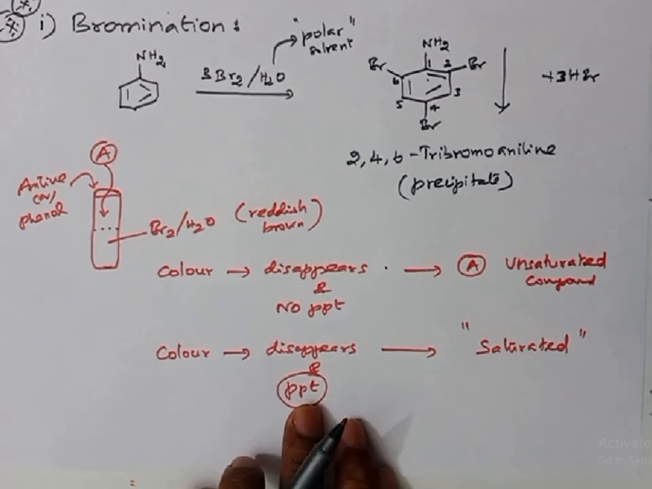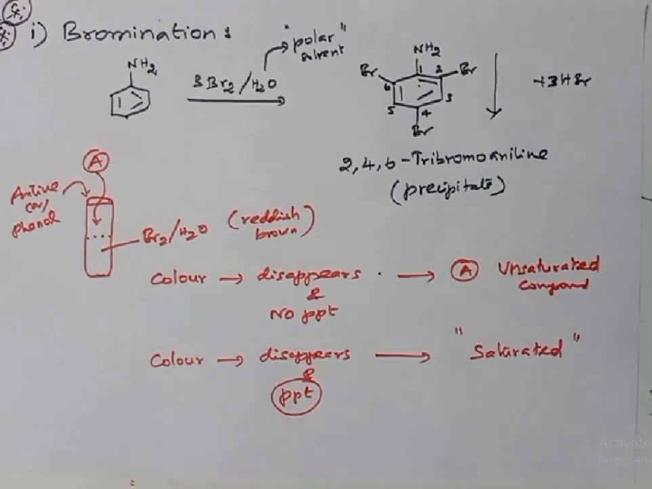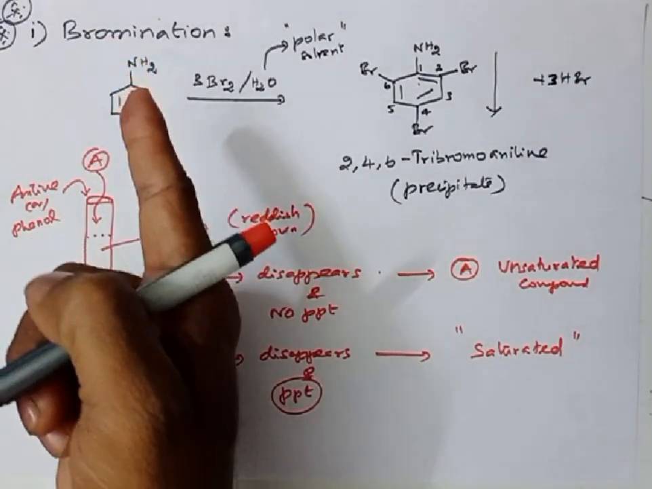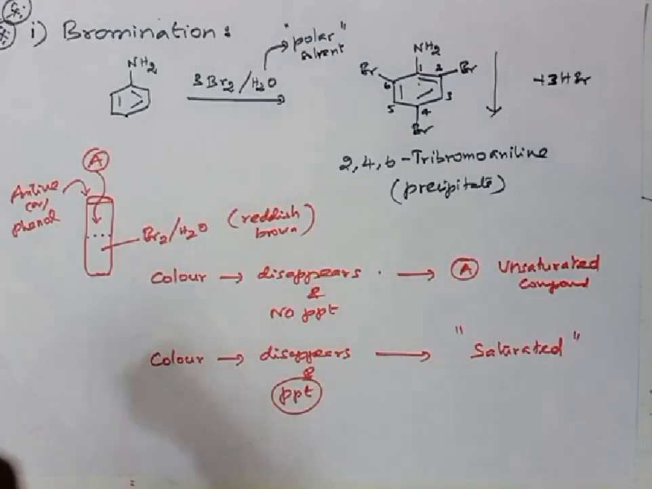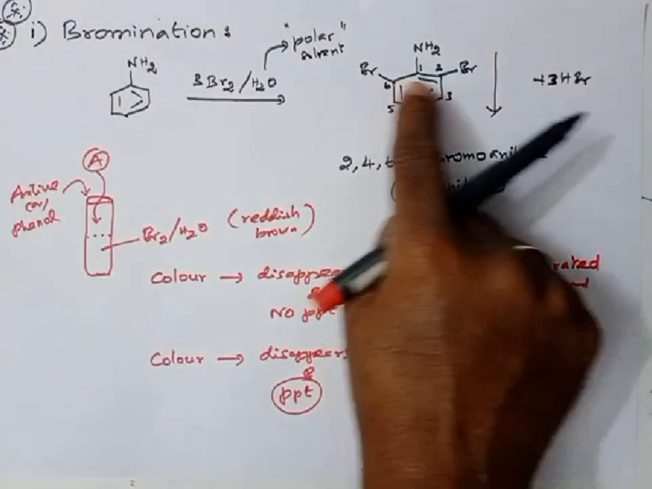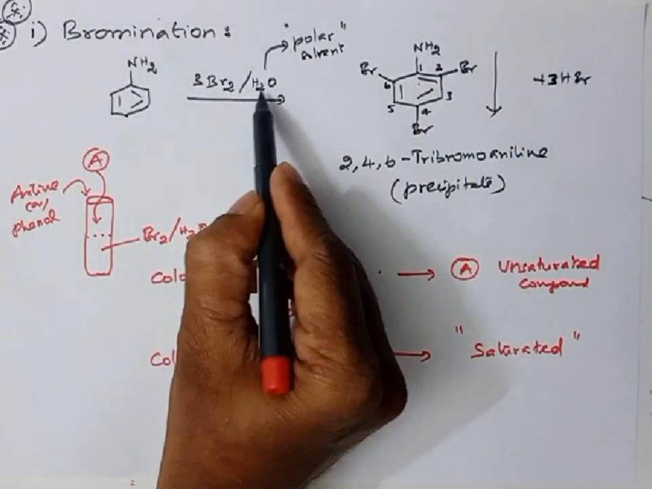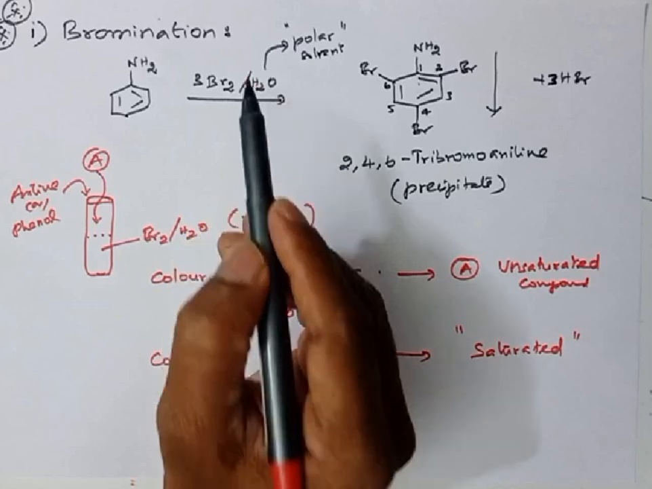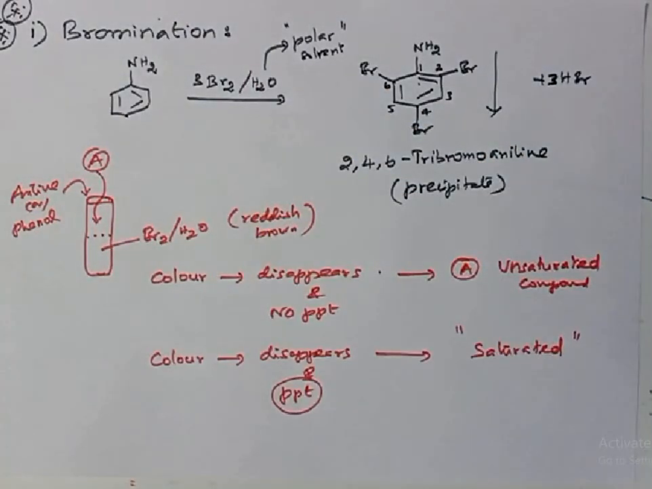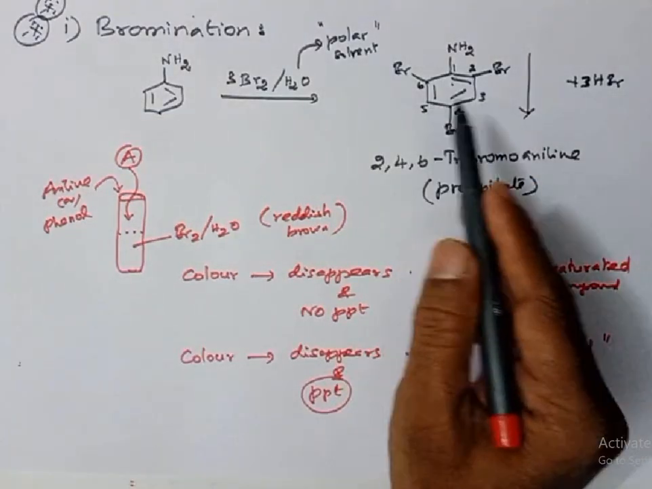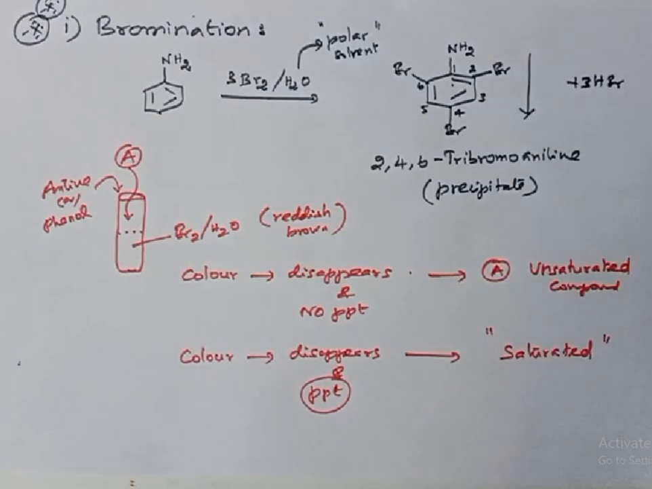Students, a very important one. Substitution occurs only at the ortho and para positions. Why? Because electron density at ortho and para is high compared to meta. So reaction happens only at ortho and para positions. But since we have taken a polar solvent, in polar solvent maximum substitution takes place. So substitution occurs at both ortho and para positions.